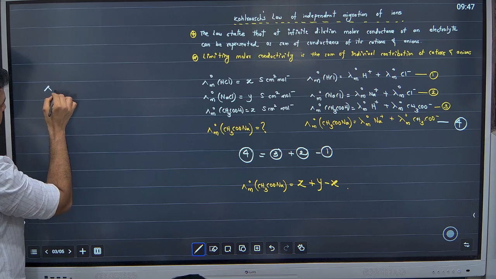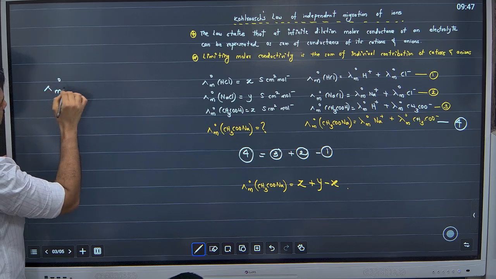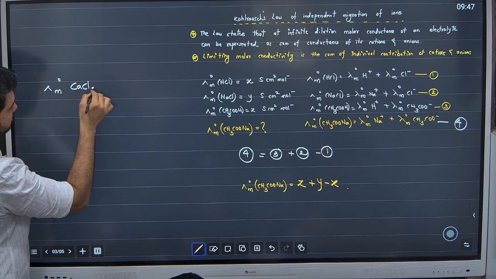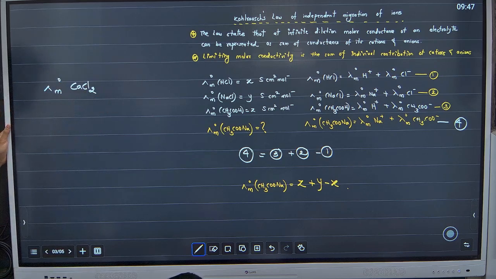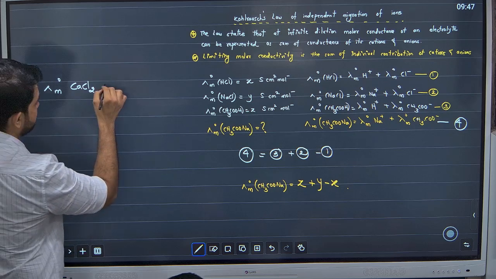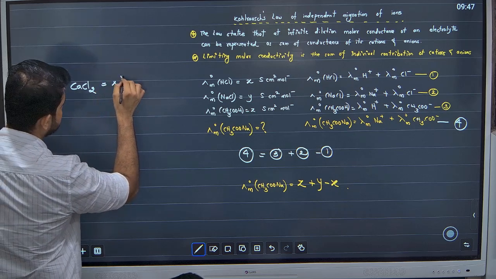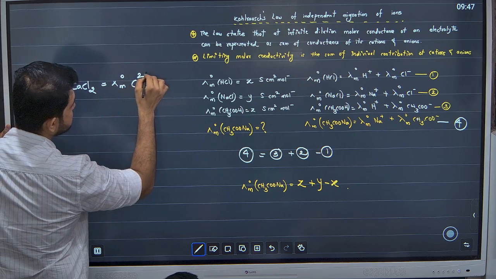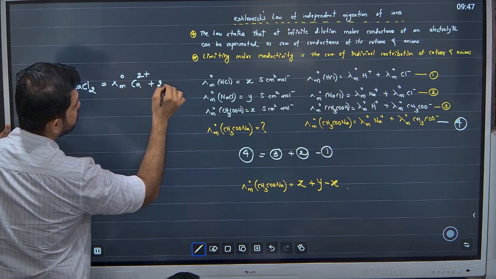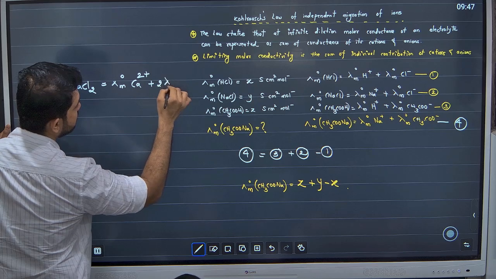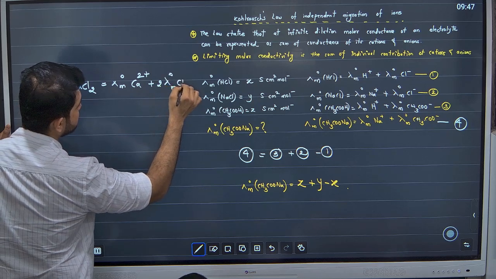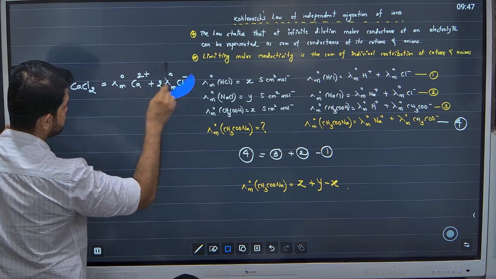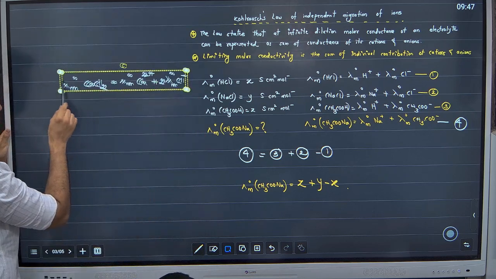If I want to know, let's say, the expression for lambda m naught for CaCl2, how will I write this? Lambda m naught Ca2 plus plus 2 into lambda m naught Cl minus. Did you people get that?